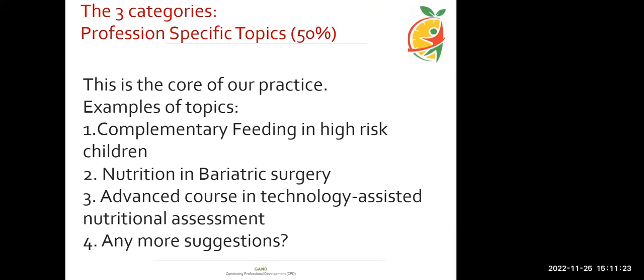Then if you are in the surgical wards, and there's a lot of bariatric surgery happening, you should be building capacity in how to feed those people.